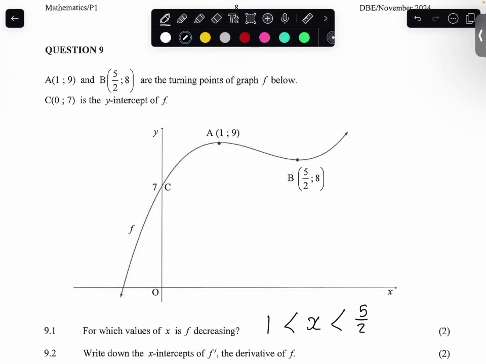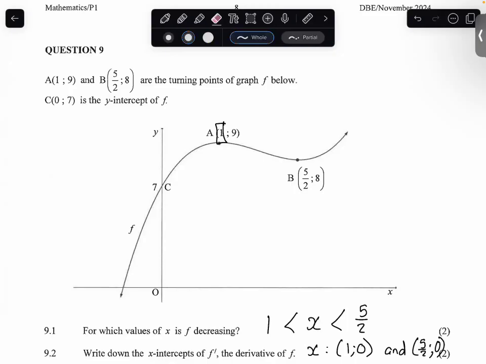Write down the x-intercepts of f prime, the derivative of f. The x-intercepts of the derivative graph would be the same as the x coordinates of the turning points of the original. I'm going to say that one more time. The x-intercepts of f prime are the same as the x coordinates of the turning points of f. So the x-intercepts are 1 and 0, and 5/2 and 0. Those are the x-intercepts of the derivative graph.